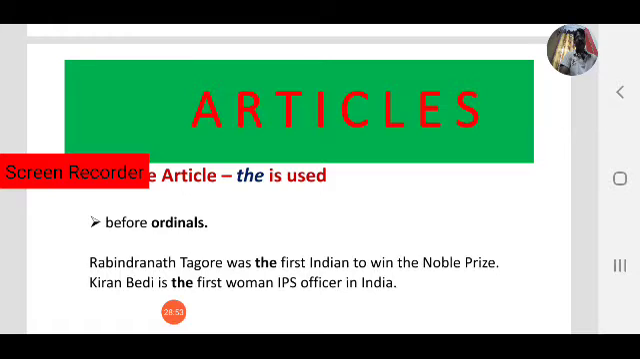Kiran Bedi is the first woman IPS officer in India. The first woman here also. Ordinals. This is another rule.